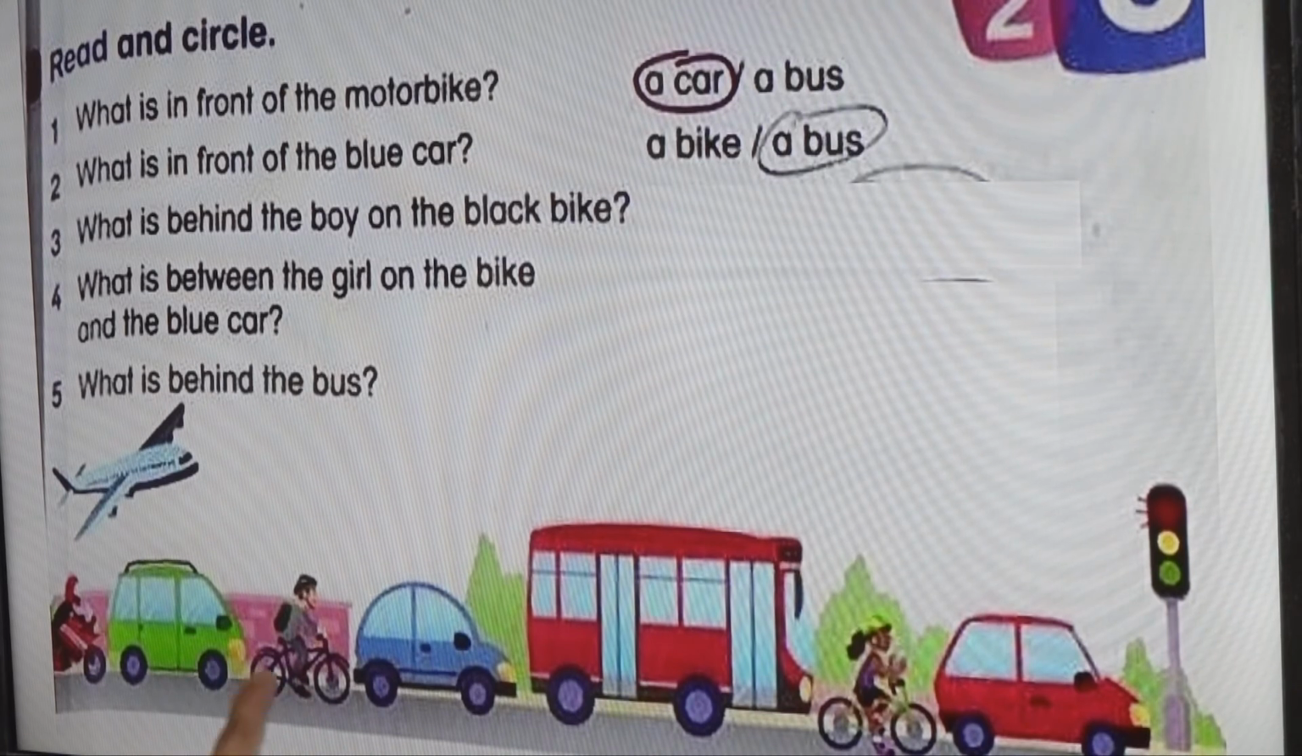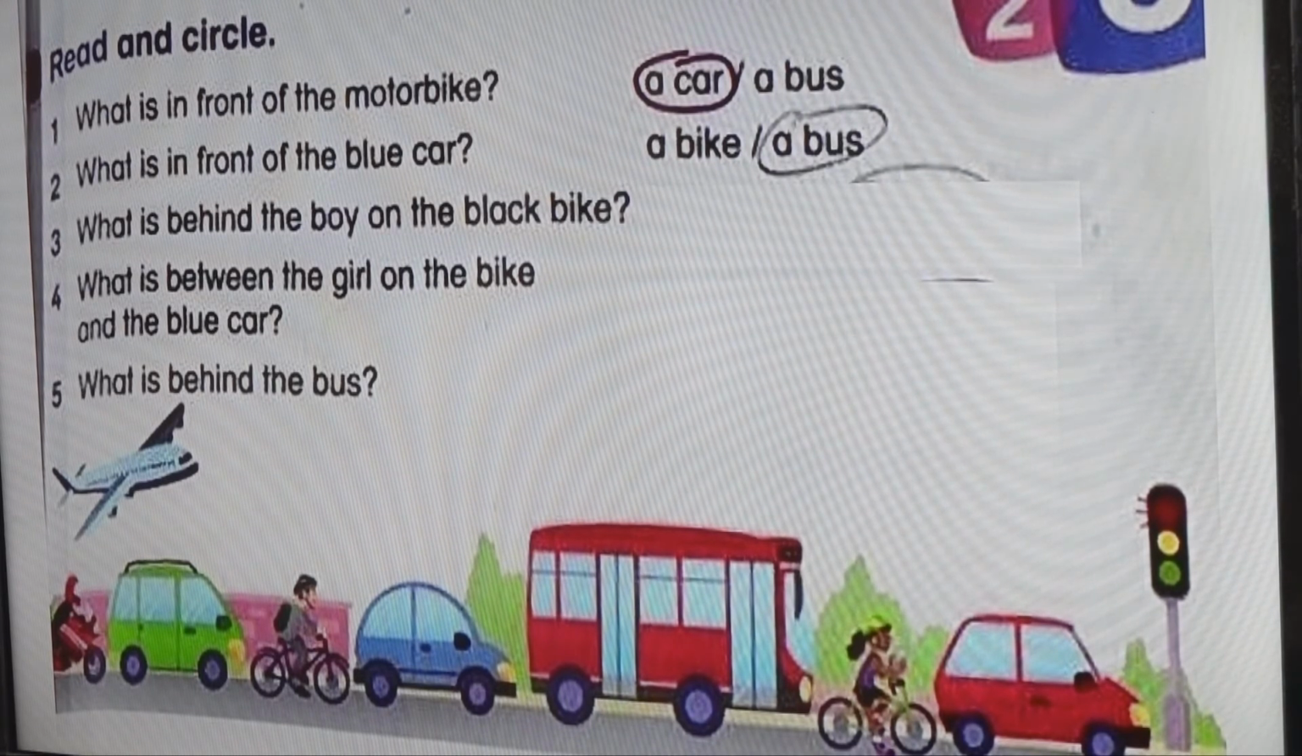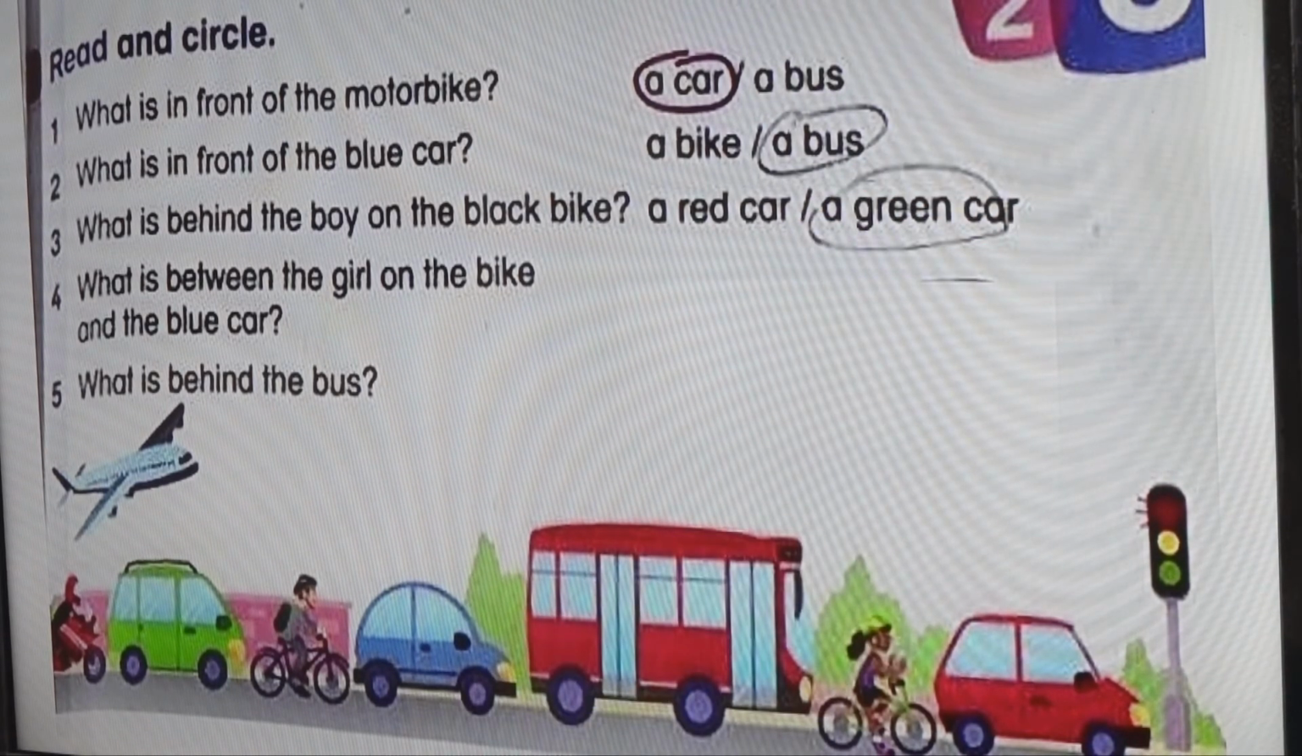So what is behind the boy on the black bike? What is behind him? Is it a red car or a green car? Alright, circle the correct answer. Okay, it should be a green car. So can you circle a green car? Alright, good work.